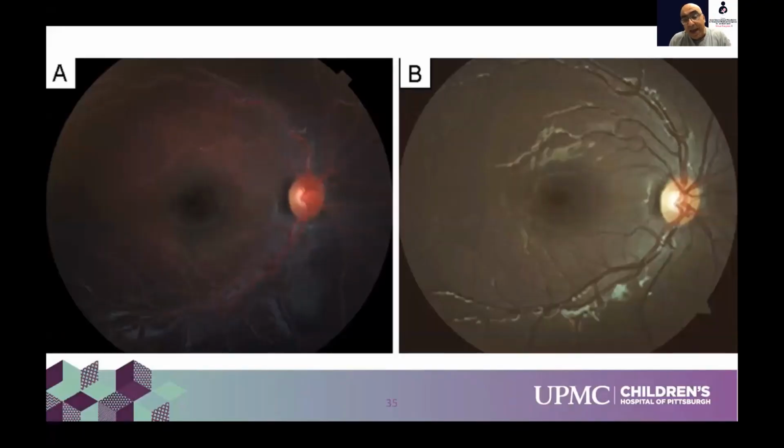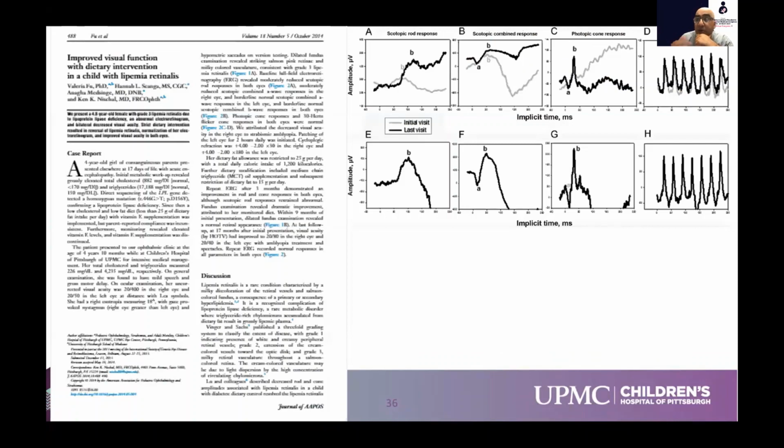So this is a child who actually came from the UAE to me. If you see on the picture on your left, she has the classical picture of lipemia retinalis. This was due to lipoprotein lipase deficiency, giving a huge amount of hyperlipidemia. But after dietary management, you can see that the retina and the nerve reversed and improved. And in fact, we showed that the electroretinogram improved. So improved visual function with dietary intervention in a child with lipemia retinalis.